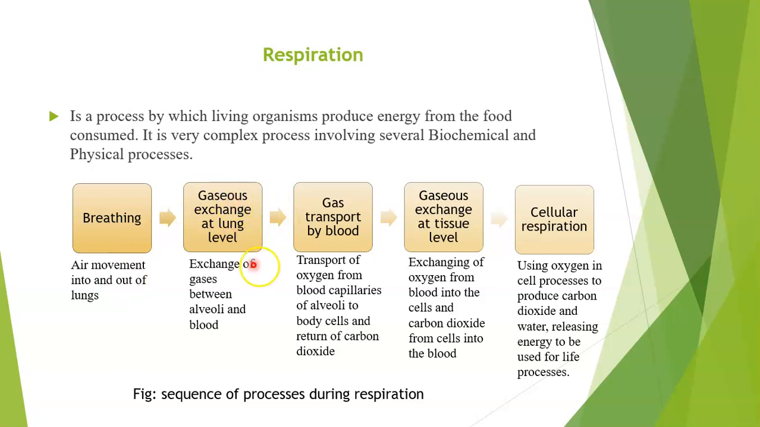Next, once the gases have reached their destination, they are exchanged between alveoli and the blood. This step is followed by the transport of gases by blood to the various tissues and organs of the body, and then the gaseous exchange between blood and the tissues. Once the cells have acquired the gases, they use them to produce energy.